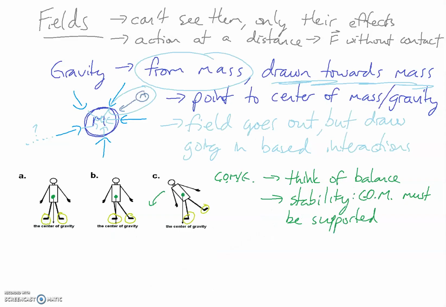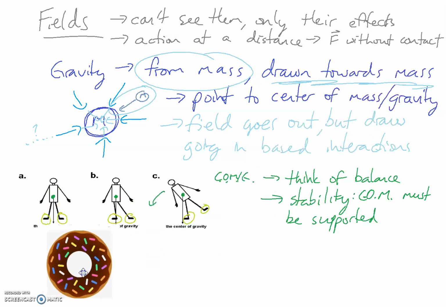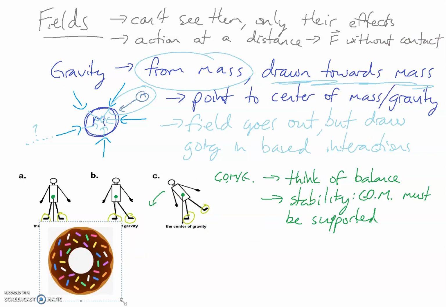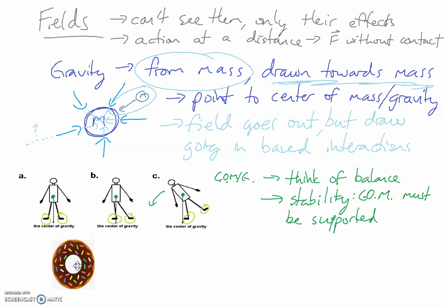So that's the same idea as these three people here. It's all about supporting it. Now, the center of mass, center of gravity does not actually have to be within the object. The perfect example for that is a donut. That's the classic example.